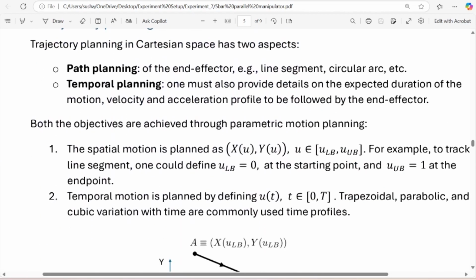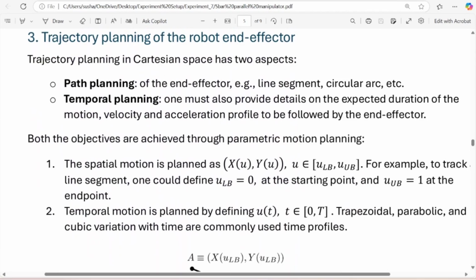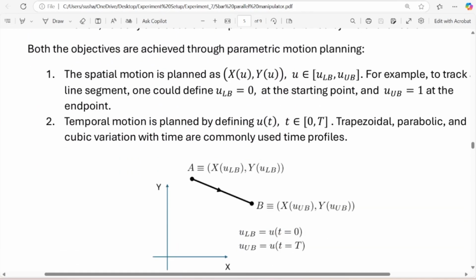The third experiment is trajectory planning. We'll plan very simple trajectories like a straight line or a curve by giving the endpoints and then fitting a cubic polynomial which will take the end effector from one point to another point. So these are the three experiments for today. Let's start off by looking at the program.